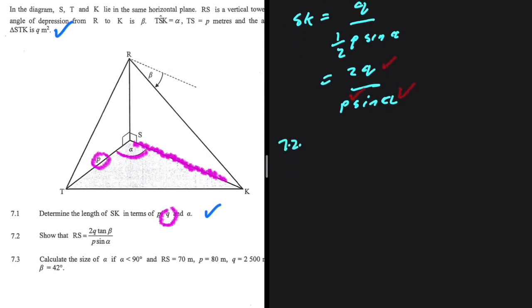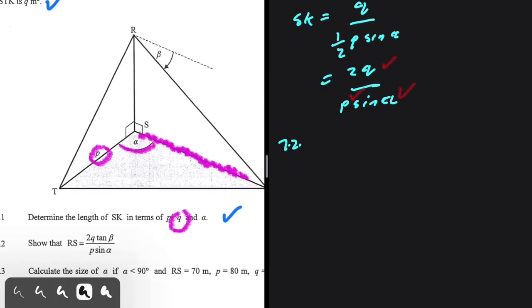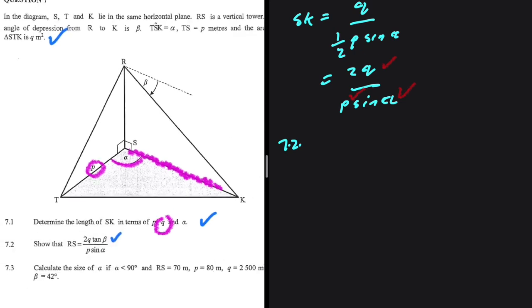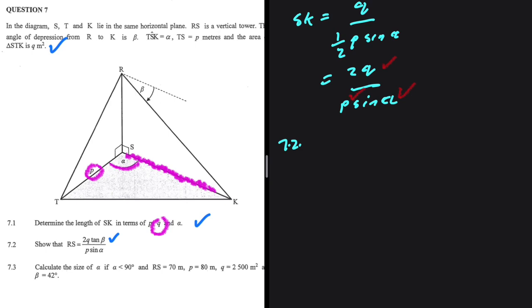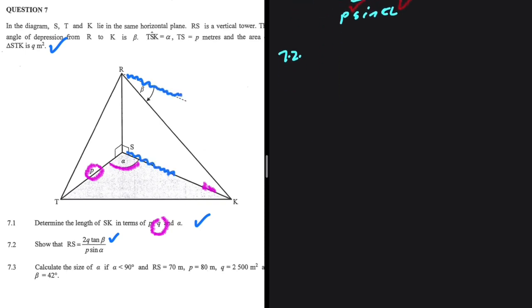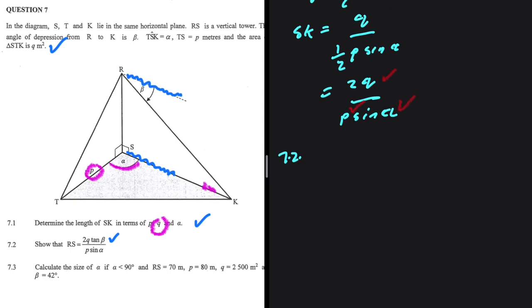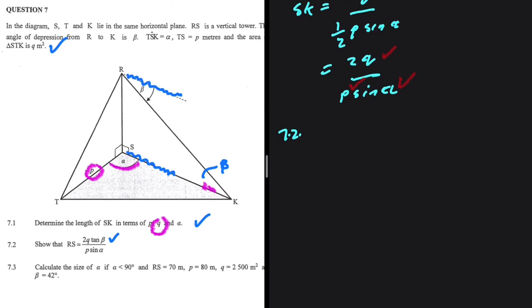For 7.2, we're supposed to show that RS is equal to 2Q tan of beta divided by P sine of alpha. So let's go ahead and take a look at our triangle. This side in dotted lines is parallel to SK. Why are we saying that? Beta is the angle of depression, so this angle right here is beta. We want to find RS in terms of Q, P, alpha, and beta.